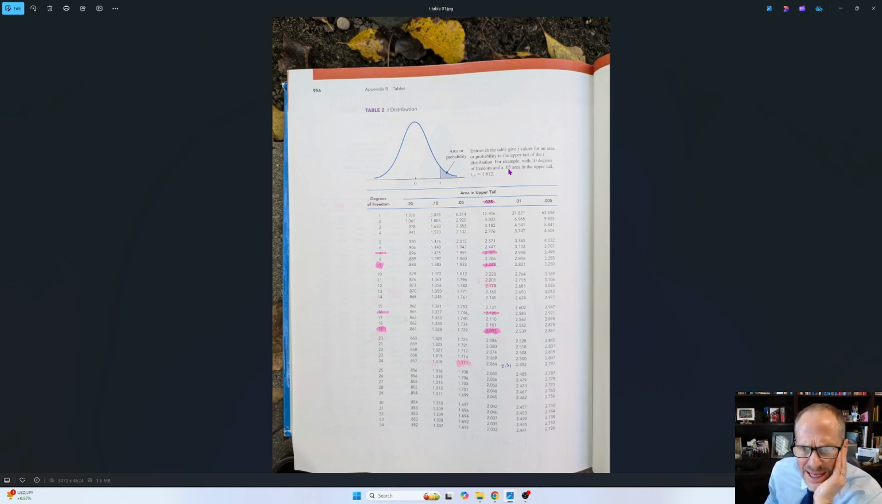If we read it, it says entries in the table give t values for an area or probability in the upper tail of the t distribution. For example, 10 degrees of freedom and a 0.05 area in the upper tail. We have 1.82. So that's what you see here: 1.82 for 10 degrees of freedom and 0.05 area in the upper tail, 5% in the upper tail. The t-value here is 1.82.